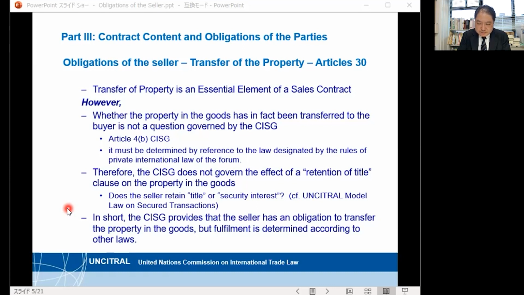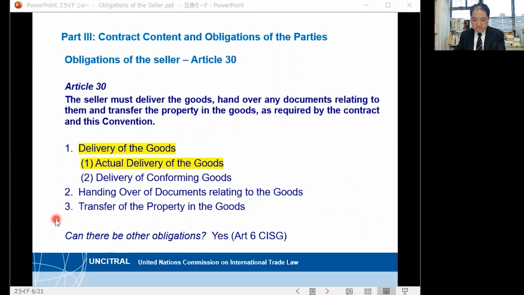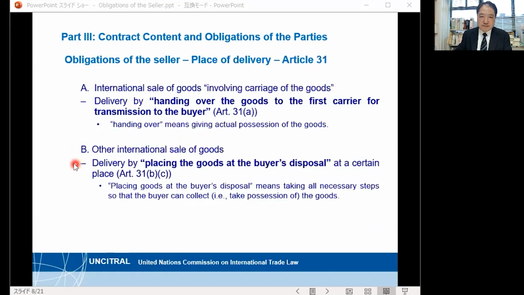So in short, the CISG provides that the seller has an obligation to transfer the property in the goods, but fulfillment of that obligation is determined according to other laws. Now I will move on to the next issue, the first obligation of the seller, delivery of the goods, and the actual delivery of the goods.